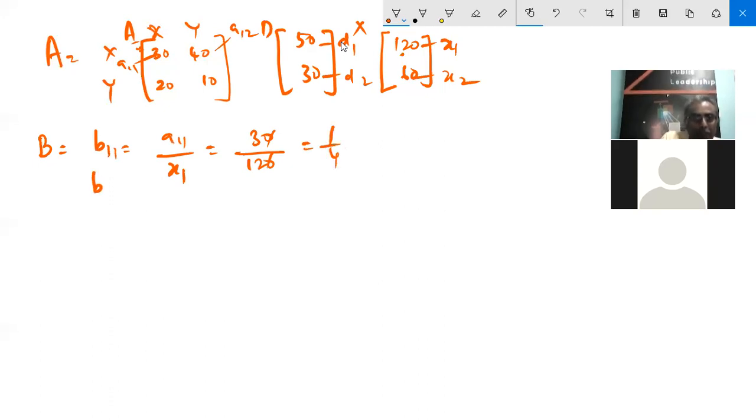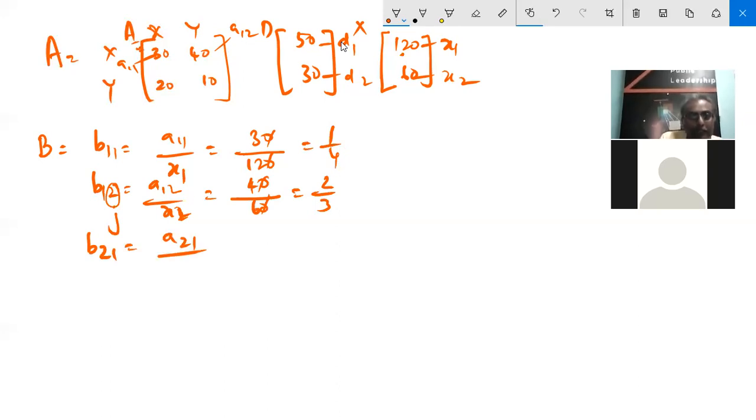Same way, B of 12 is equal to A of 12 by X2. Always you have to use J, not I. X2. So 12, what is 12? 40 by 60. That is equal to 2 by 3. B of 21 is equal to A of 21 divided by again X1. Because last number only you have to use X1. A of 21 is what? 20 by 120. That is equal to 1/6.